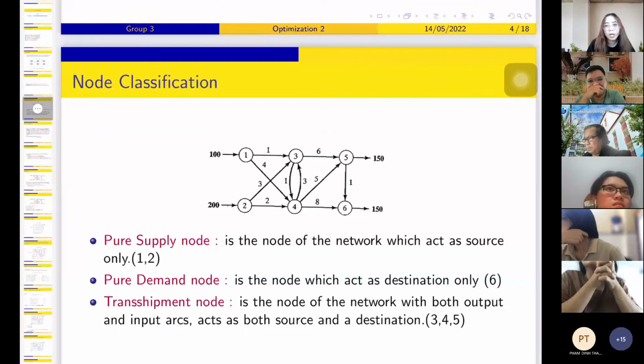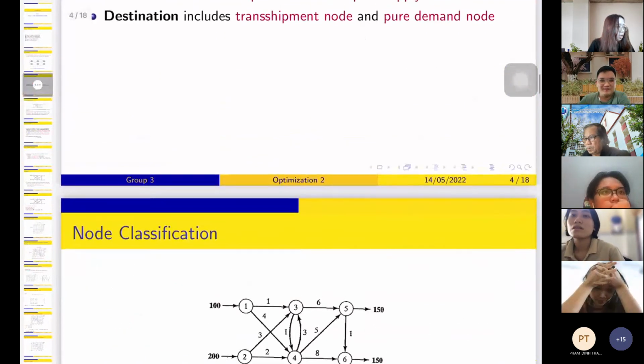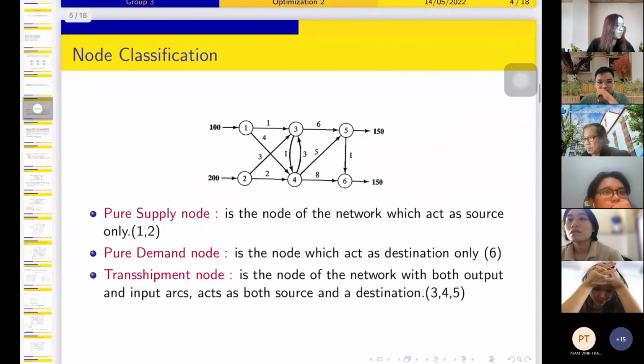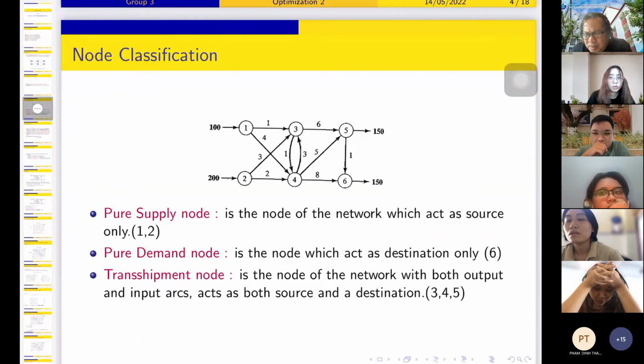So, how to solve the transshipment problem? We can say that a pure supply node is a node of the network which is... Just a moment. You have to tell us. Hey, Trúc, you have to tell us. You say how to solve the transshipment problem.